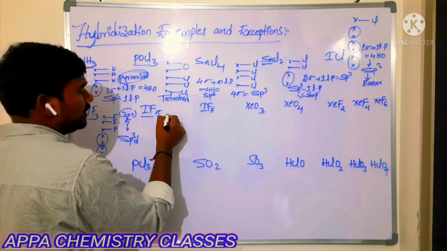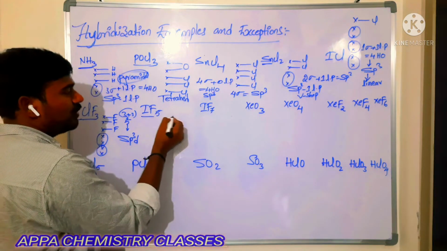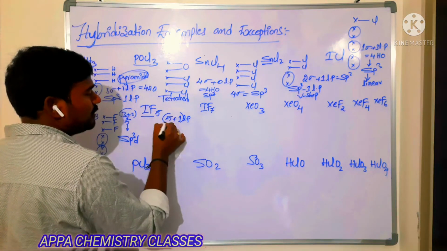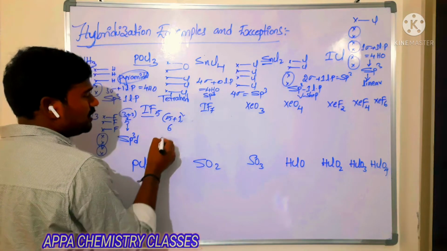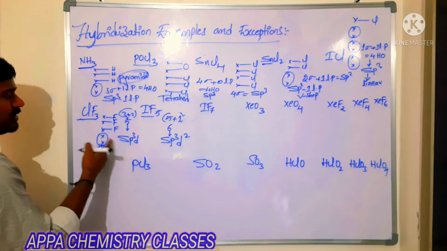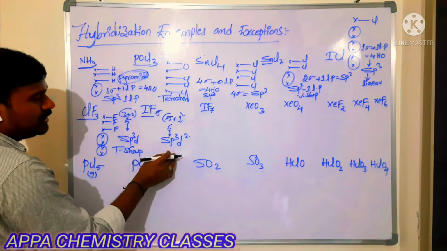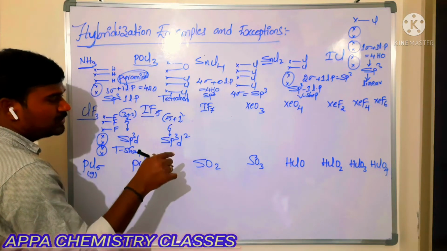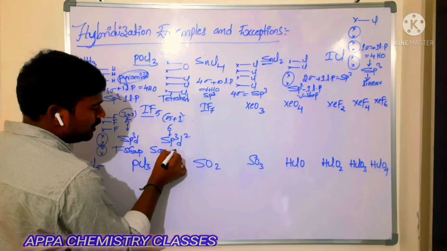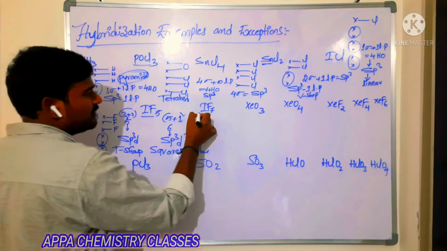IF5. IF5 contains 7 valence electrons. Out of 7, 5 are taken for bond formation, 1 lone pair. So 5 plus 1 lone pair, that is 6. 6 means sp3d2 hybridization. So it is sp3d2 with 1 lone pair. Then it is said to be square pyramidal. Square pyramidal.